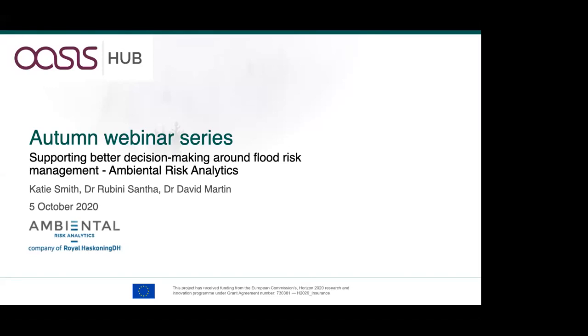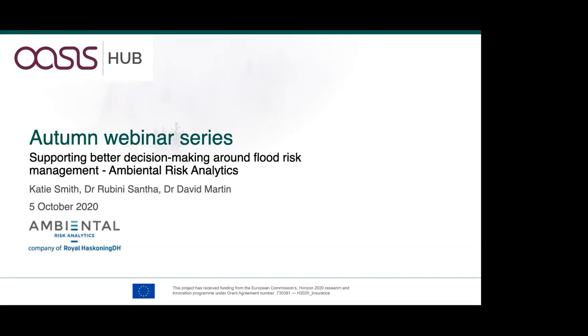But today we're going to present a really exciting set of digital services provided by flood specialist Ambiental Risk, which can support you in addressing global flooding challenges and understanding how climate change is predicted to increase flood risk. We're about to see presentations of three separate services.